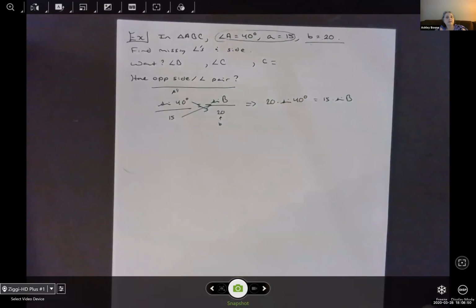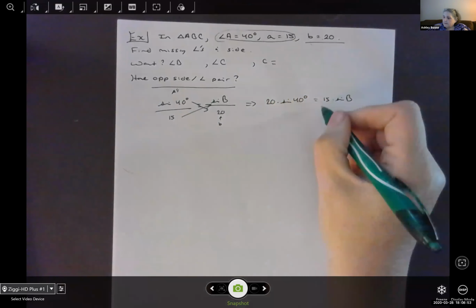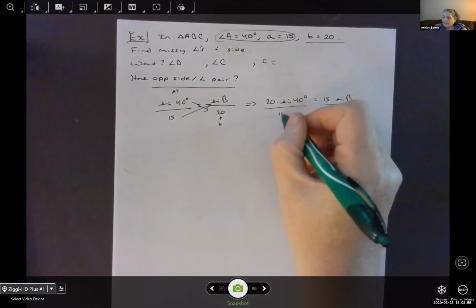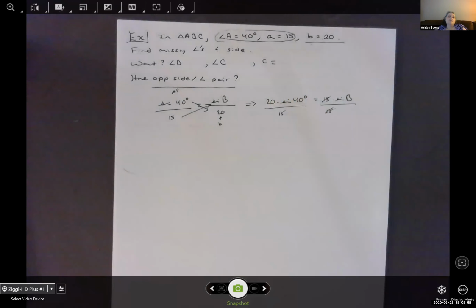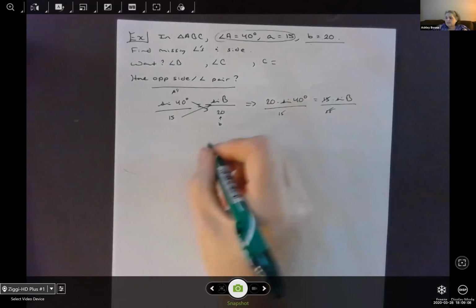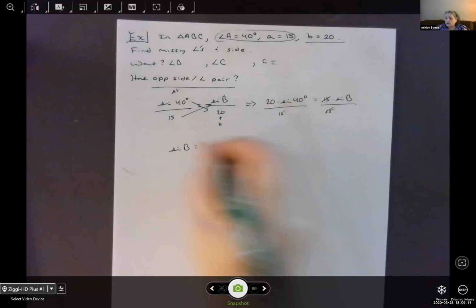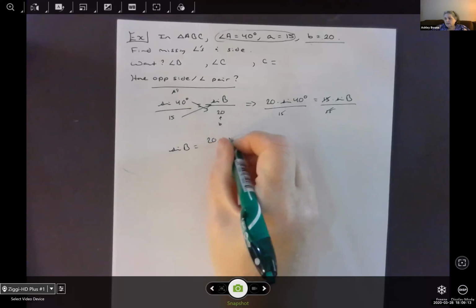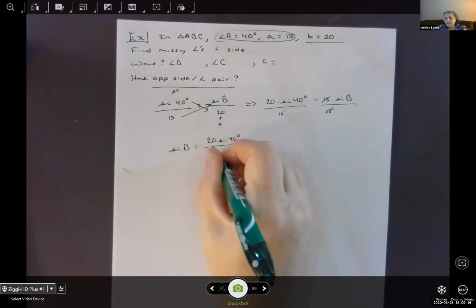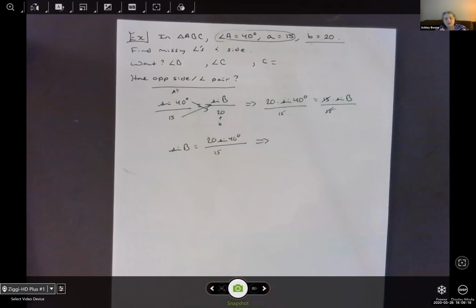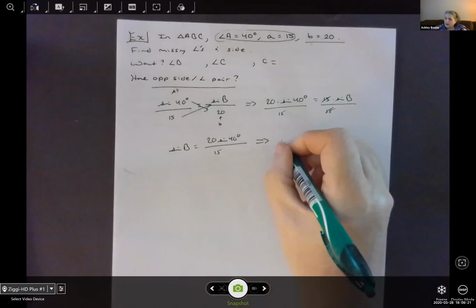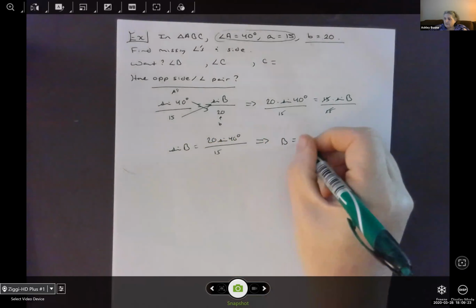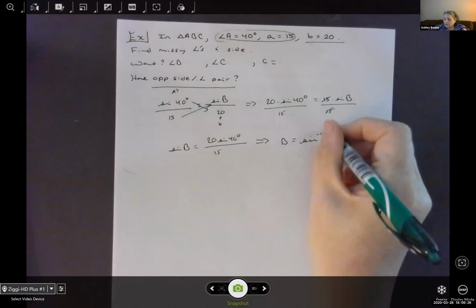We're solving for B, so let's work down to it. Divide both sides by 15. Notice there are times you can simplify. For example, 20 and 15 are factors that will simplify, but we're going to end up using our calculator anyway. I'm not going to bother. I'm going to go ahead. So this means that we have the sine of B is equal to 20 times the sine of 40 degrees over 15. And what's that mean? If we want to find angle B, we use inverse sine. That's the same thing as saying B is equal to the inverse sine of that fraction.